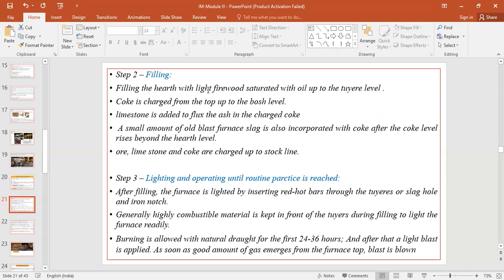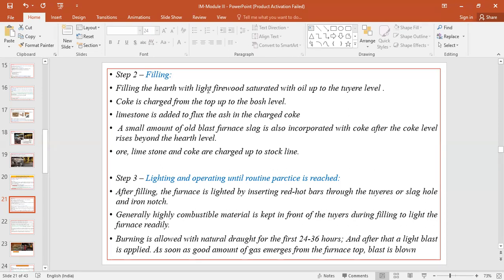Apart from that, a small amount of old blast furnace slag can also be charged with coke after the coke level rises beyond the hot level. And then above it, ore, limestone, and coke are charged up to the stock level, the stock line. So in this way, we should fill the entire blast furnace. Starting with firewood up to the hearth level, then coke to the bosh level, then fluxes, then ore and coke up to the stock line.